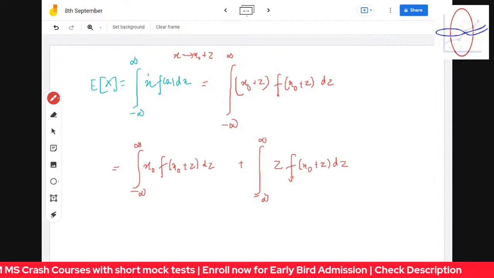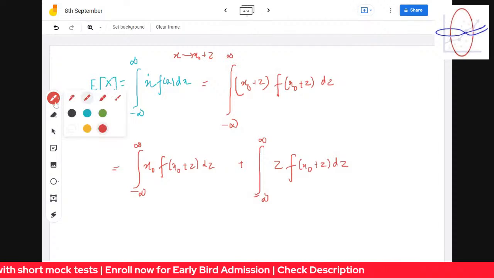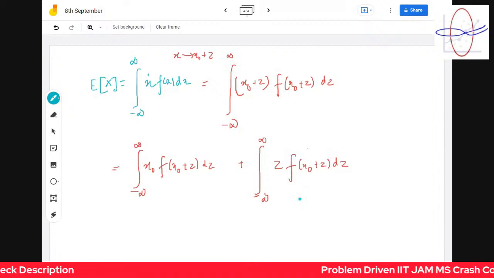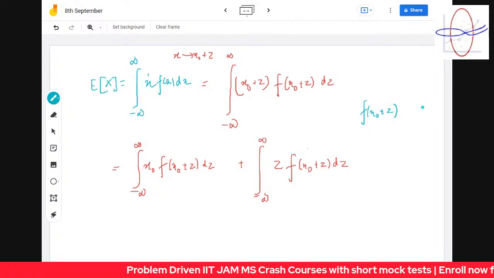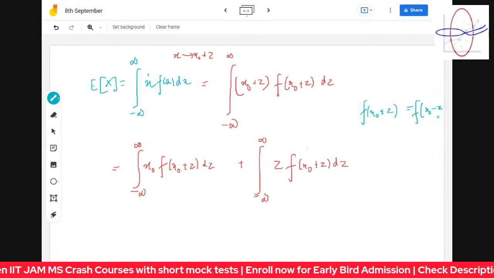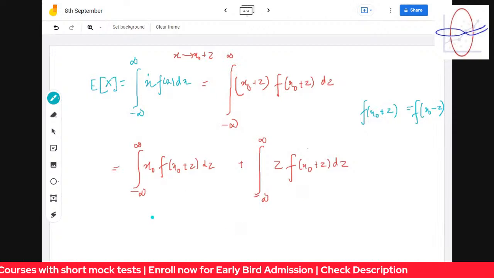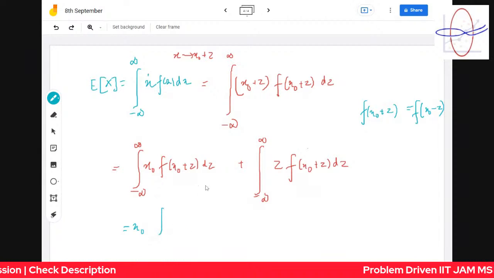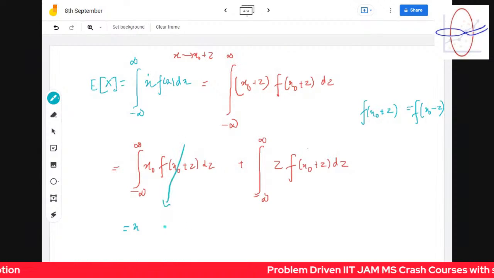If you observe, what is happening here is that this is actually an odd function in z. Why? Because f of x naught plus z is equal to f of x naught minus z. So this thing is equal to x naught times the integration from minus infinity to infinity of f(x naught plus z), which is equal to 1 since it's a density function. So this is actually equal to x naught, x naught times the integration of the density function.